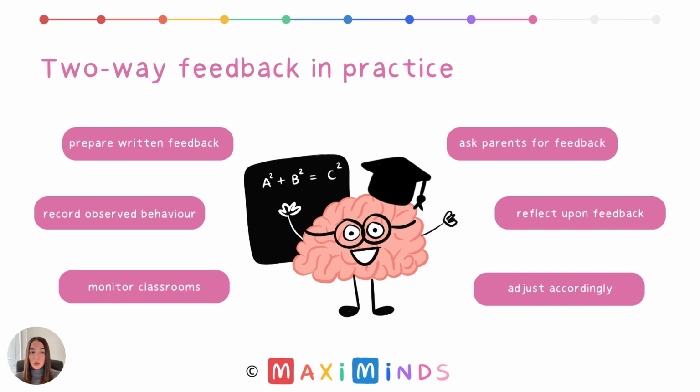So what can this really look like? It is about monitoring the classroom and what's happening, recording those observed behaviours, and preparing that written feedback to deliver. You can, in the process, ask parents for feedback as well, what's their input on how the student's going, but also feedback for you directly: how do you think I can help this situation, or what do you think could be my role in it? So it really is a two-way and collaborative approach. You can then go away and reflect upon that feedback and adjust accordingly if need be.